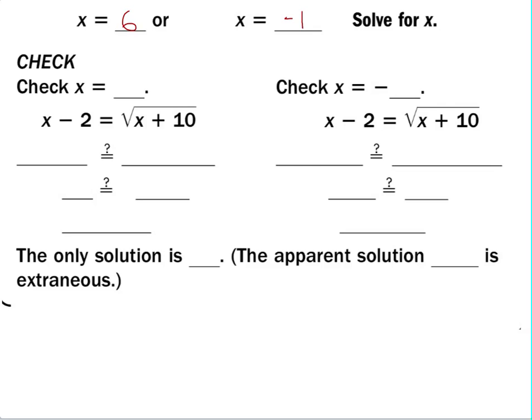And then check. So we go ahead and we check, right? We put the 6 in first on the left. You're talking about 6 minus 2. There's that fun question mark on the equal sign thing that I talked about before. Is that really the same thing as the square root of 6 plus 10? And you look at that, you're like, okay, 6 minus 2 is 4. Square root of 6 plus 10 is square root of 16, which is 4. So we're talking about 4 and 4 is 4. The answer is yes. 4 is 4. Yay, happiness.